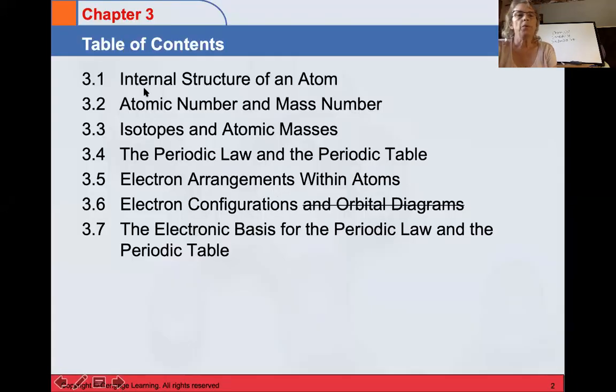So in sections 3.1 to 3.4, we were introduced to the subatomic particles that comprise the atom. We looked at atomic number and mass number. In section 3.3, we looked at isotopes and atomic masses. And in section 3.4, we were introduced to the periodic law and the periodic table. In sections 3.5 to 3.7, we're going to look at how electrons are arranged in atoms and look at something called electron configurations. And finally, look at the electronic basis for the periodic law and the periodic table.